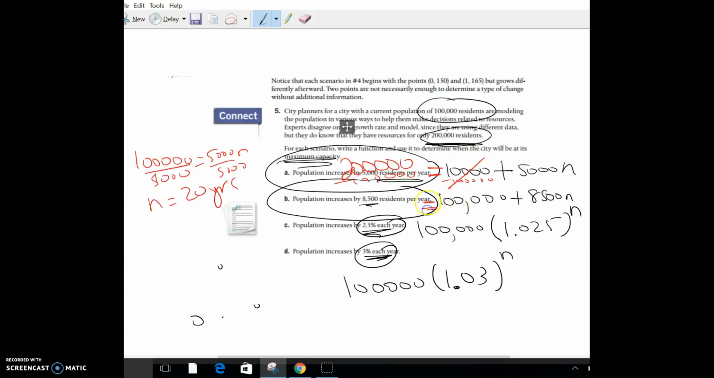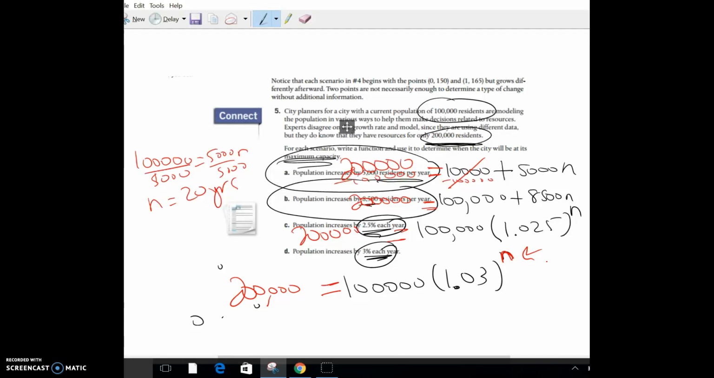This one you'd solve the same way. Bring 200,000 over, subtract your 100,000, but then divide by 8,500 instead. These two, you would still set equal to 200,000, so we'll do this bottom one. The top one would be the same. You'd set it equal to 200,000. But again, it's exponential, so you can't just divide because the variable's up here. So what you're going to have to do is just keep guessing until you get 200,000 people.